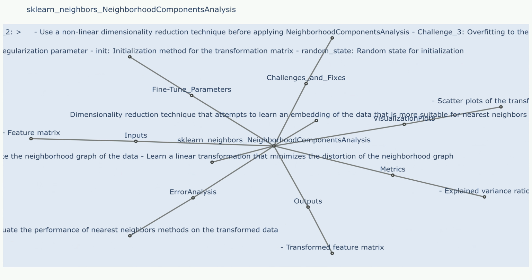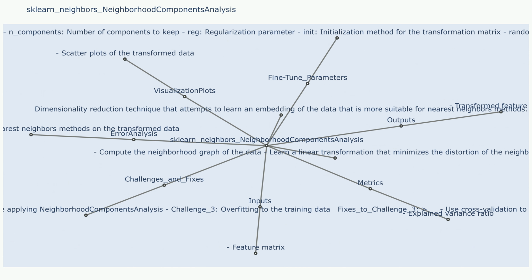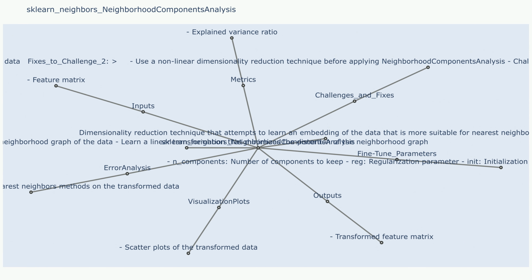Challenge 4. The algorithm might be sensitive to the presence of outliers in the data. Sample use case that resulted in Challenge 4. Outliers might distort the neighborhood structure and lead to poor projections. Fixes to Challenge 4. Outlier detection. Use outlier detection techniques to identify and remove or adjust outliers before applying the algorithm. Robustness. Explore robust versions of the algorithm that are less susceptible to the influence of outliers.